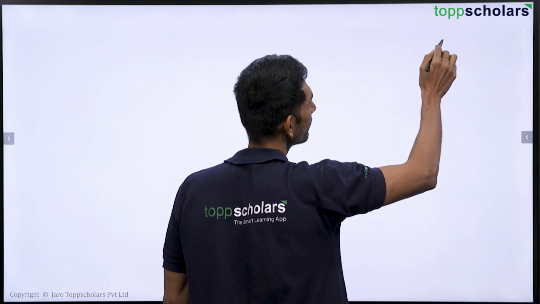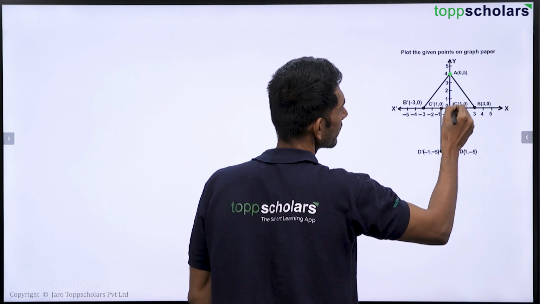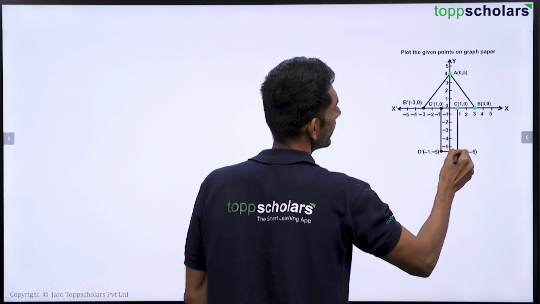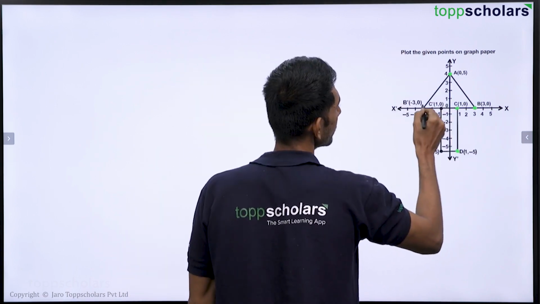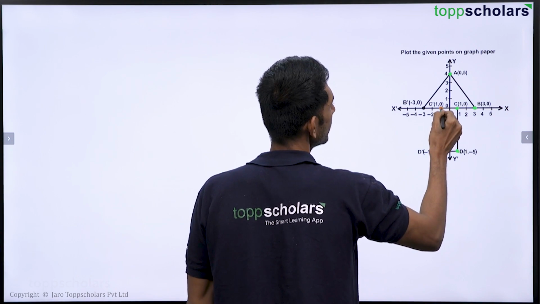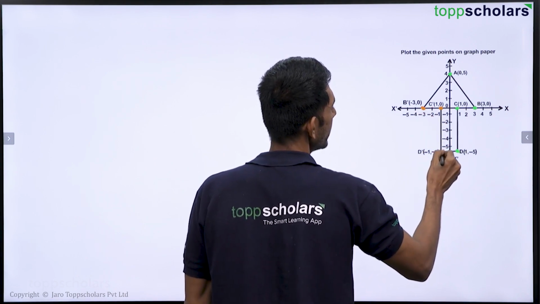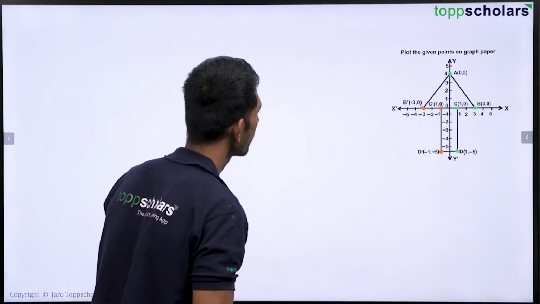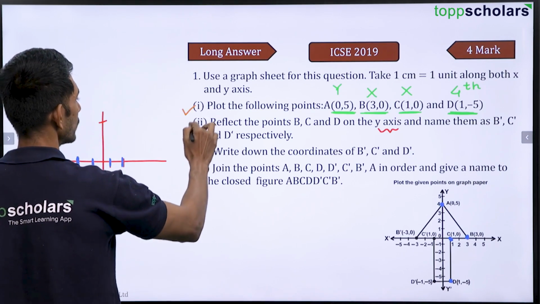Okay, let's take a new page. These were the points A, correct? Then C, then B, then D. They were the actual points. These are the reflections, right? So here C', B', D' is the reflection, correct? Okay. So we have reflected that. First 2 parts are done.